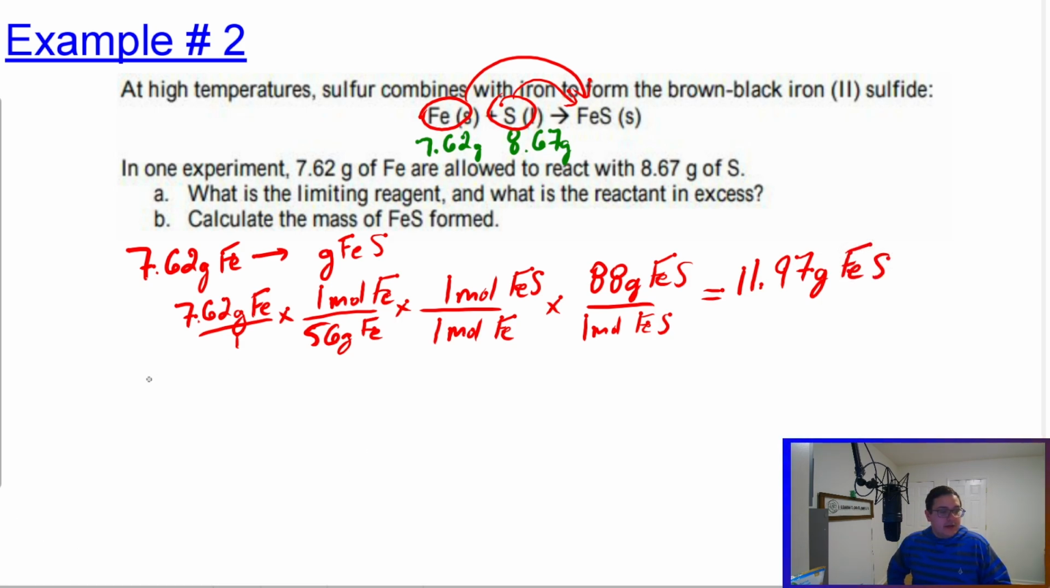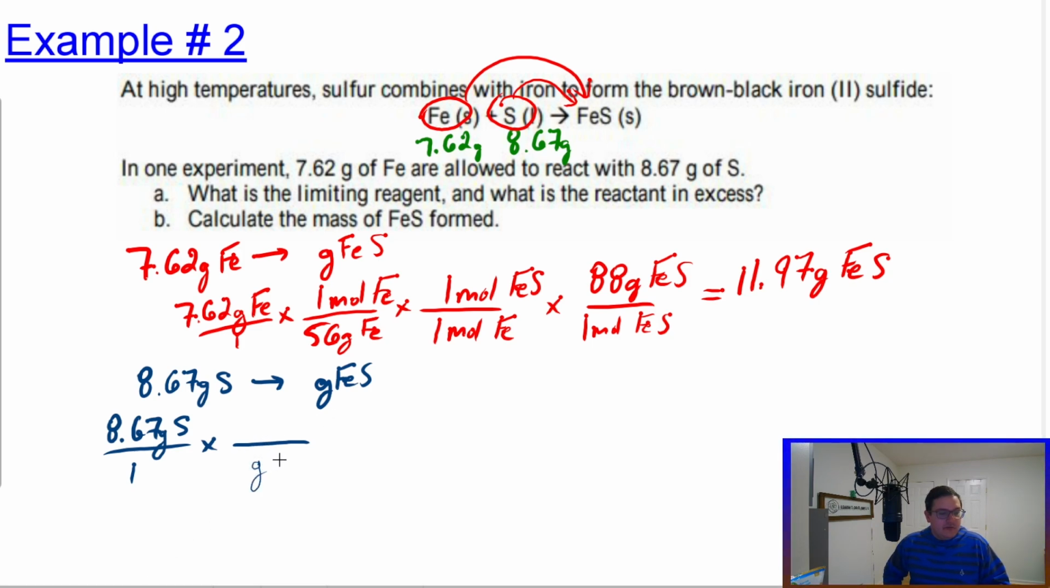Let's use a different color. So now let's go from 8.67 grams of sulfur and figure out how many grams of iron sulfide that makes. And then we're going to compare the two numbers. Let's make sure I'm not going to run into my camera. Okay, we got 8.67 grams of sulfur. Let's go a little bit thinner on that line so I can see stuff well. We got grams of sulfur to 1 mole of sulfur. I should probably have a paper periodic table here. Anyways, 32 grams.